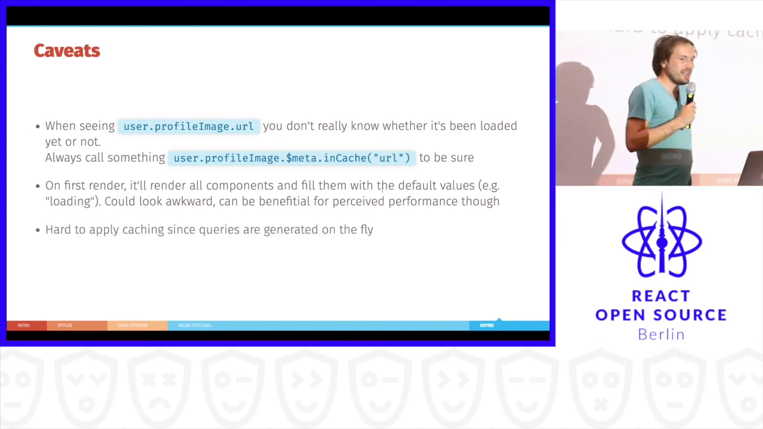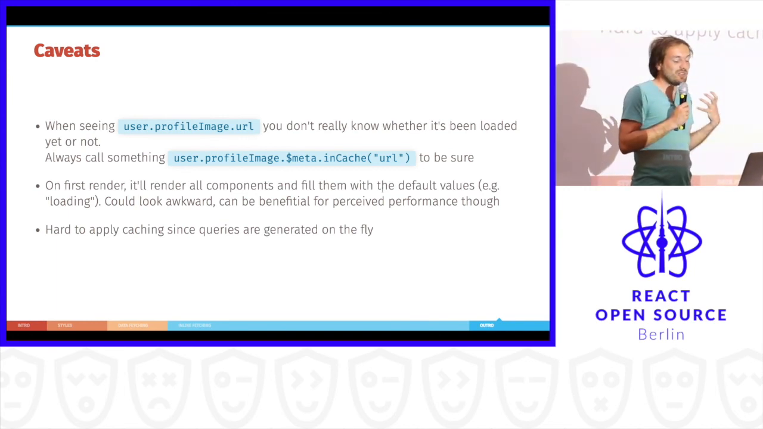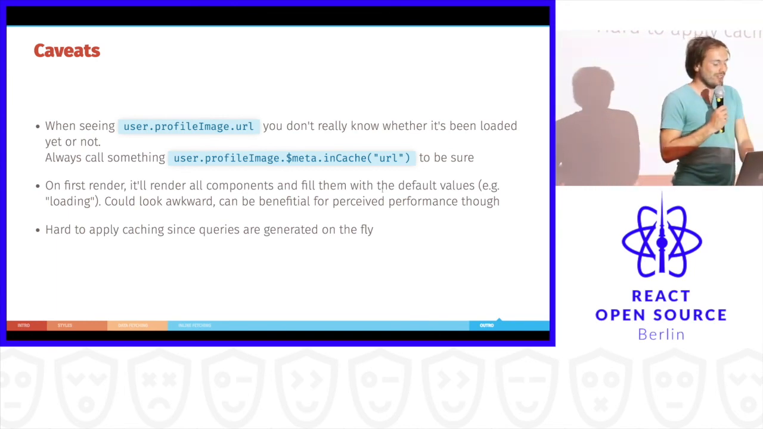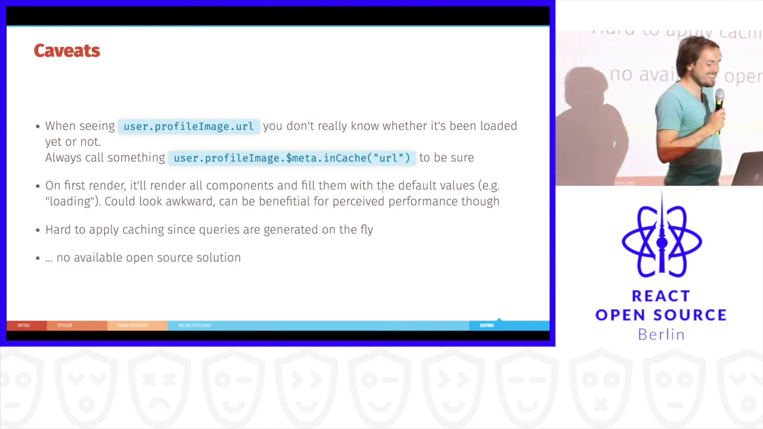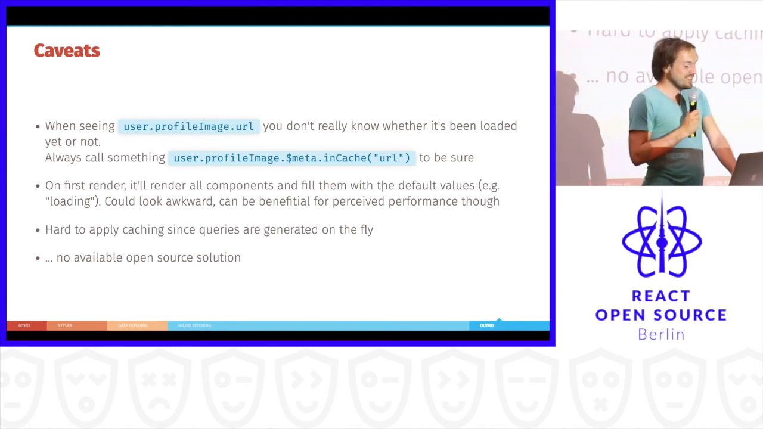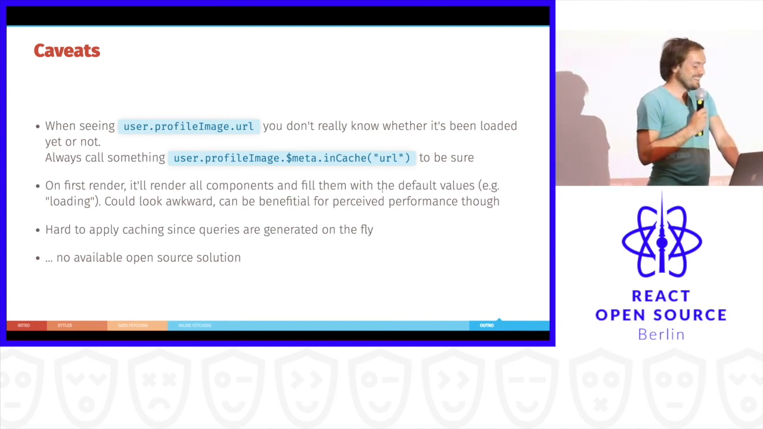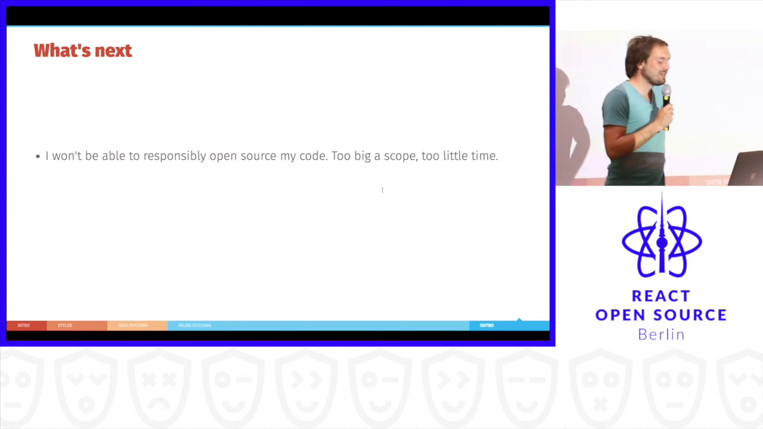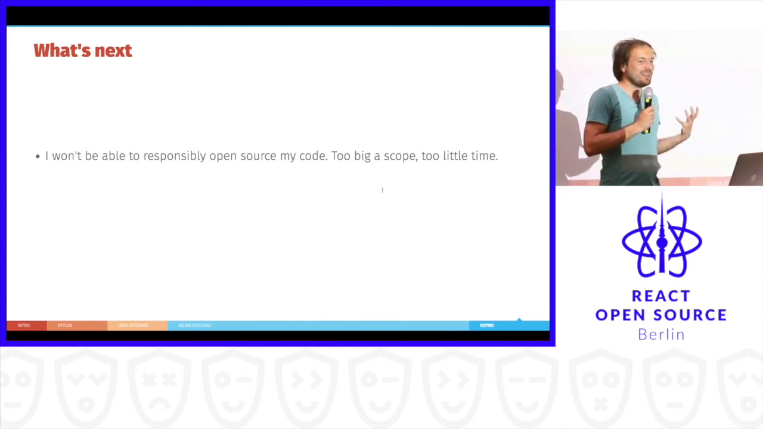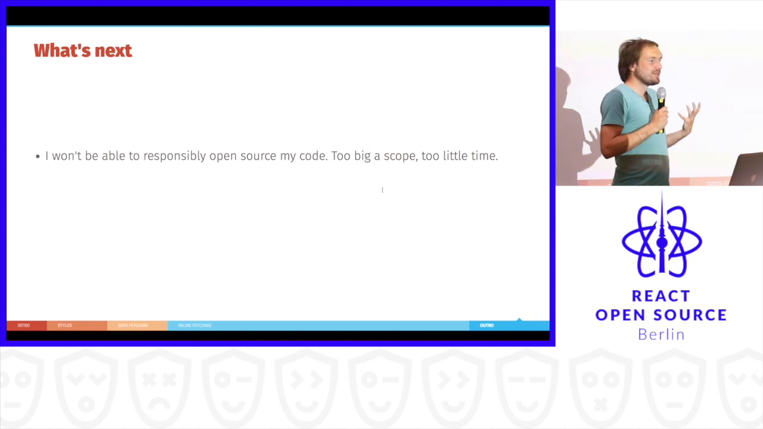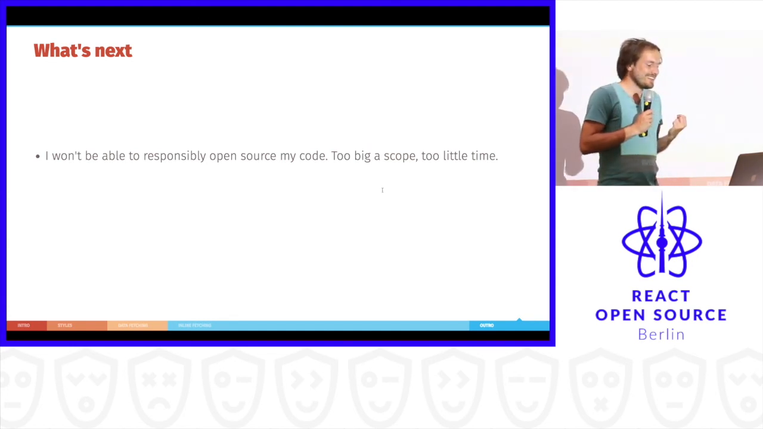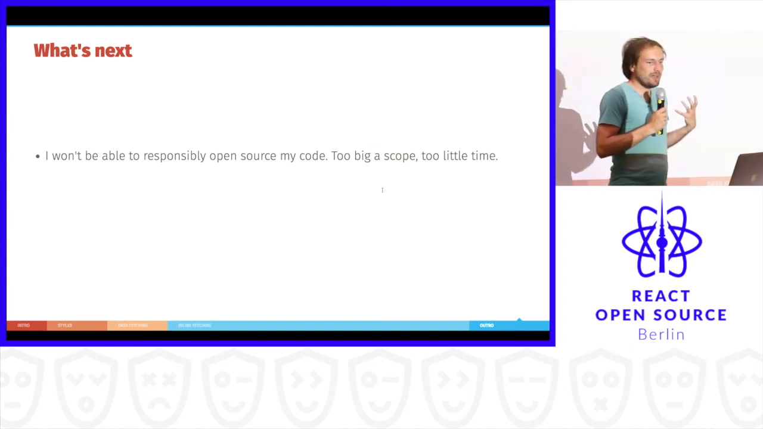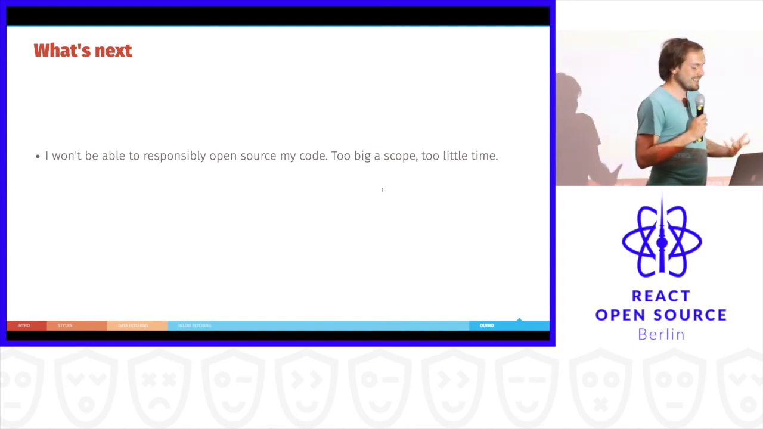And it's quite hard to apply caching on the backend side, because those queries are generated on the fly and might vary from user to user. Another big downside is that there's no open source solution available yet. I don't see myself being able to responsibly open source the code I've provided, because this feels like a full-time project to compete with Apollo and the others. It's quite a big scope if you want to deal with real-time updates and mutations and all of that.